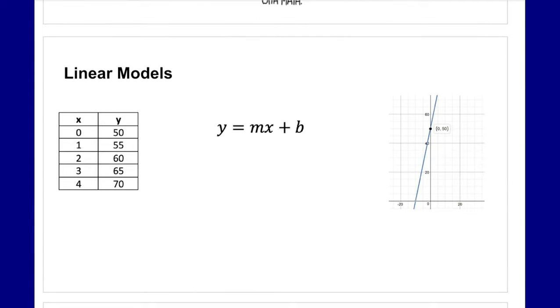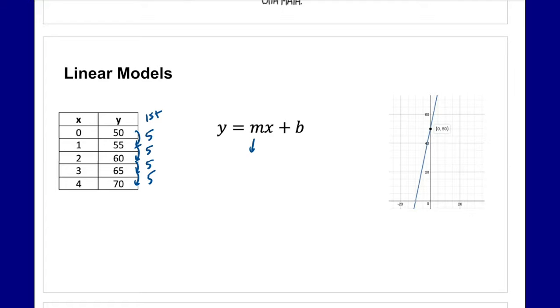So if we look at the linear models, some of the characteristics, especially when we're looking at a table, is that the first differences are all the same. So if we look at what the y values are changing by, in this case, they're all increasing by 5. So that means it is linear. One thing to keep in mind, you want to make sure that the x values are also increasing by the same amount. Right? Equal changes over equal intervals.